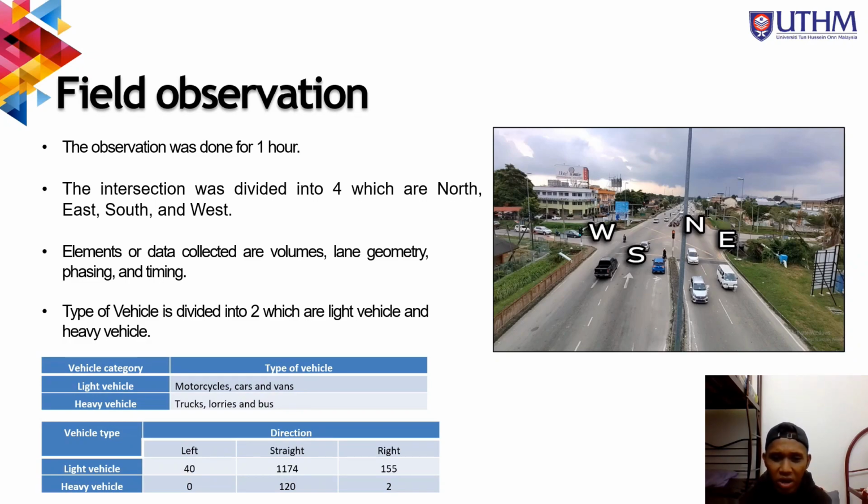For this project, we divide the vehicle category into 2, which is light and heavy vehicles. As you can see, the table below shows the vehicle categories. For the light vehicles we have motorcycles, cars, and vans, and for the heavy vehicles we have trucks, lorries, and also buses.